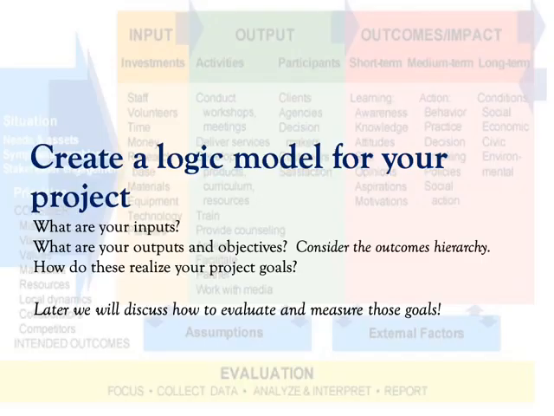So one of the things I want you to do for your own project is to create a logic model. This can be part of your proposal. What are your specific inputs, outputs, objectives? Consider how your project fits into an outcomes hierarchy. You don't have to have all the levels, but you want to know which levels you're reaching. And then how do all of these realize your larger project goals?